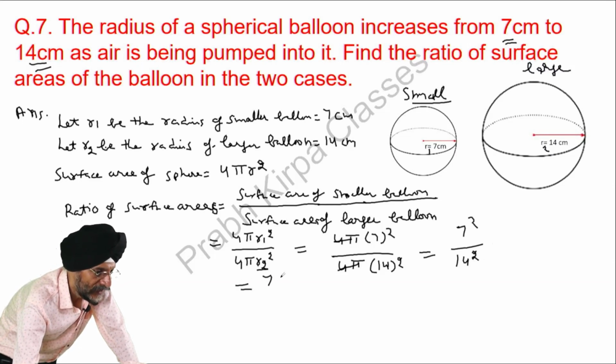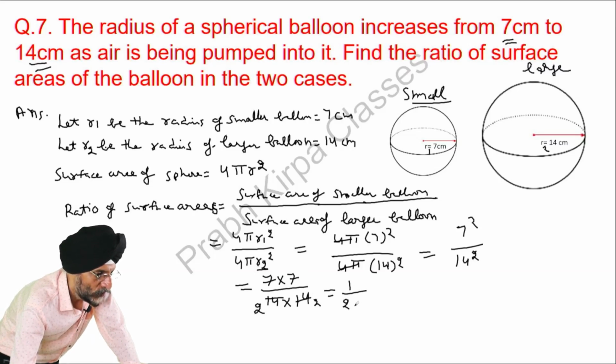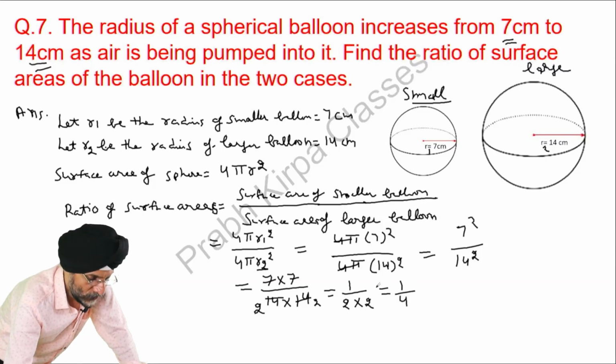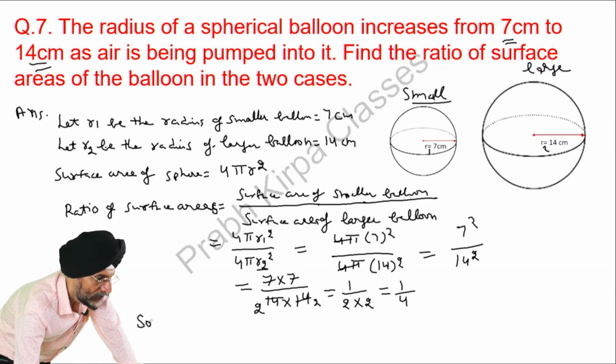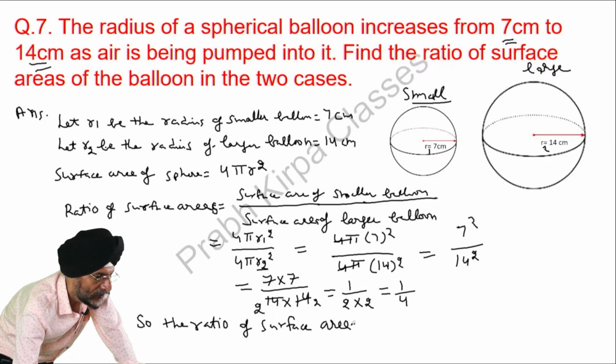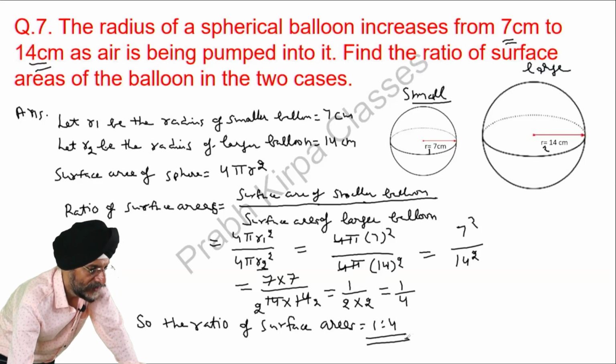We will solve it. 7 into 7, 14 into 14. What will be balance? 7 will be cut with 14. Now what is balance? 1 over 2 into 2, 1 over 4. So the ratio of surface areas is equal to 1:4. This is the answer.